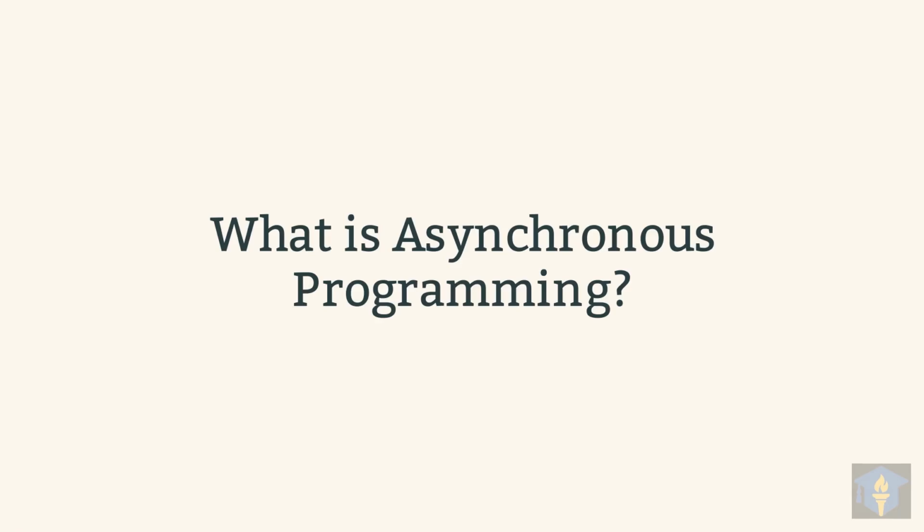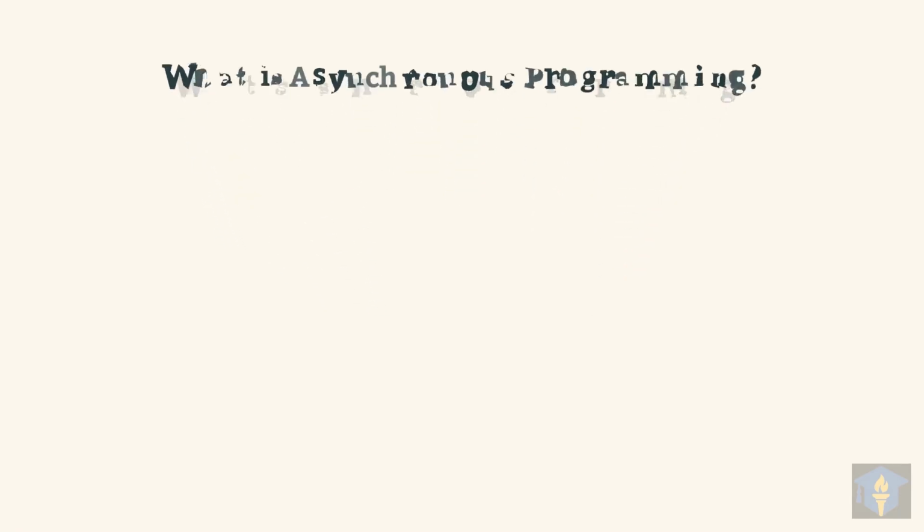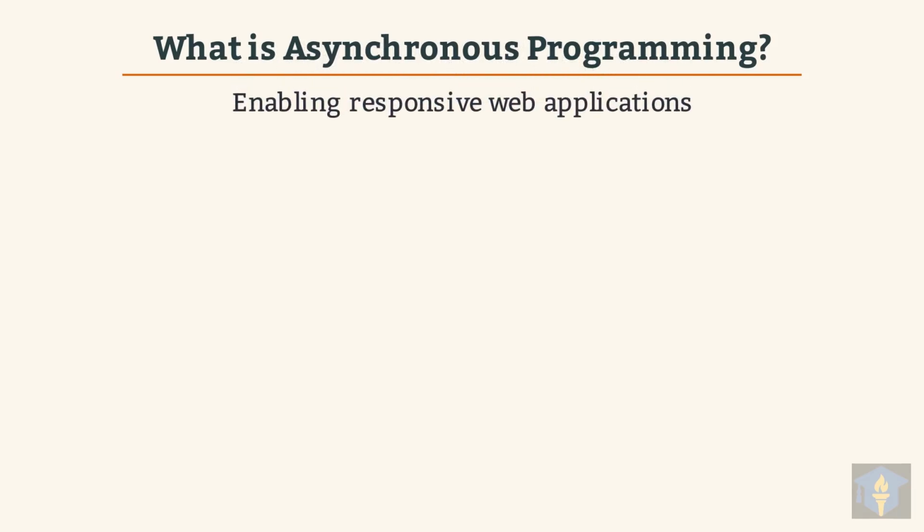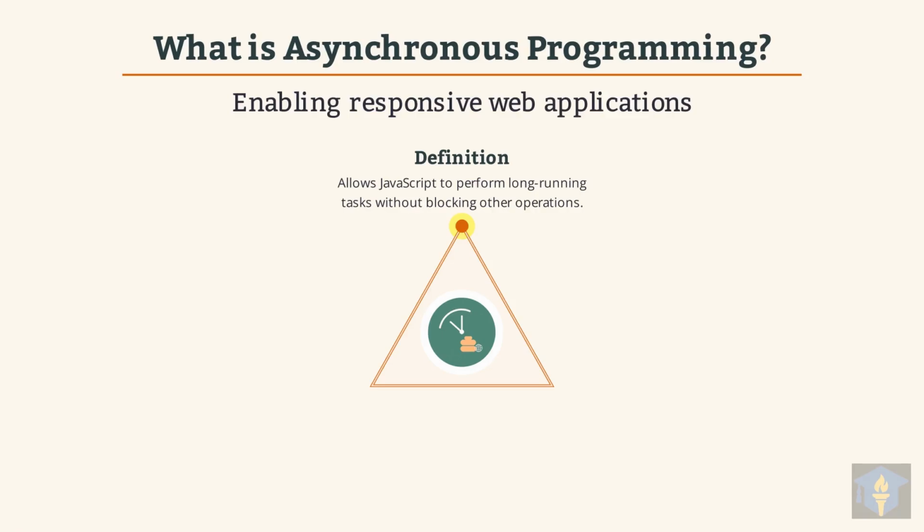What exactly is asynchronous programming in JavaScript? It's key to enabling highly responsive web applications, ensuring your user interface remains smooth and interactive. At its core, asynchronous programming allows JavaScript to perform long-running tasks without blocking other operations. This means tasks can run in the background, which significantly enhances the overall performance of your application.